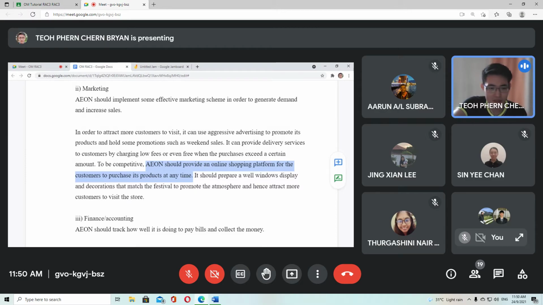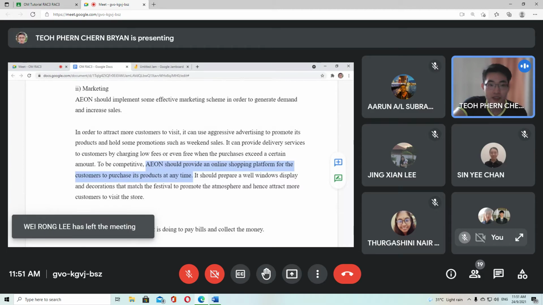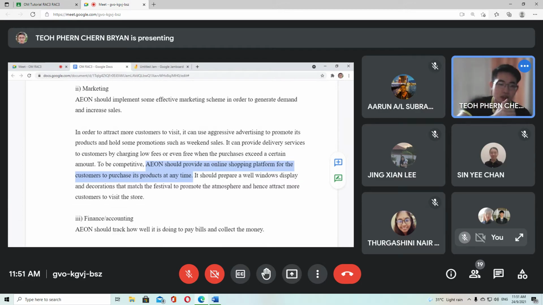Okay, you can say that because of the pandemic. No, don't say pandemic. The case never mentioned pandemic, right? You can say that online e-commerce helps you to reach more customers in a shorter time. Okay, and the cost is also lower. So we can put it under marketing because you're trying to reach customers. Okay, if not, it should be in operations.